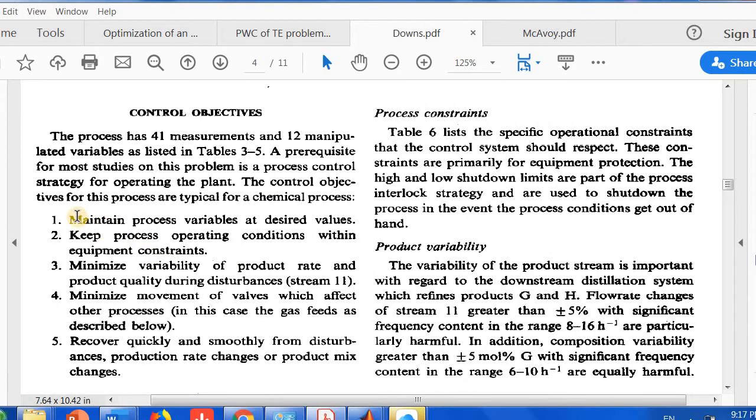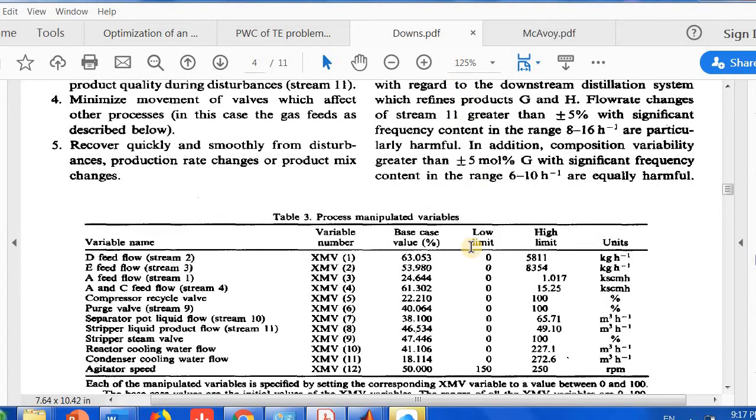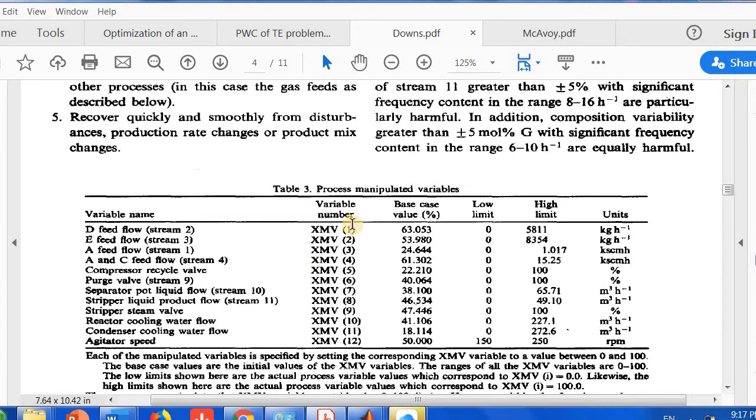What are your control objectives? I already mentioned them, and I have taken them exactly from this paper. What are the constraints? I already told you about the constraints in table 6 that shows the shutdown limits. And of course, for every flow rate there is a certain valve, and the valve goes from 0 to 100%. Depending on the diameter of the valve and the head pressure or gas pressure pushing that gas or liquid, you have a low limit and a maximum limit.